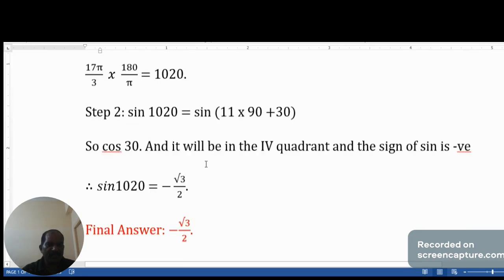Then this will become cos 30, because I already told you in my previous videos, if odd multiples of 90 come with sine, then it will become the corresponding cofunction. So it will be cos 30.